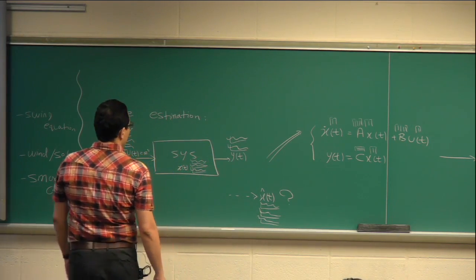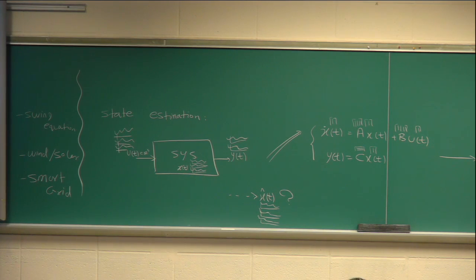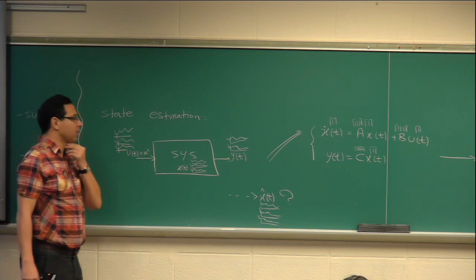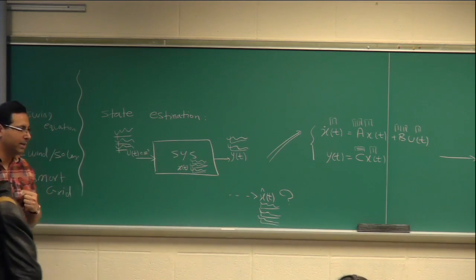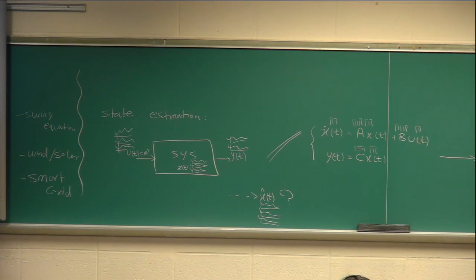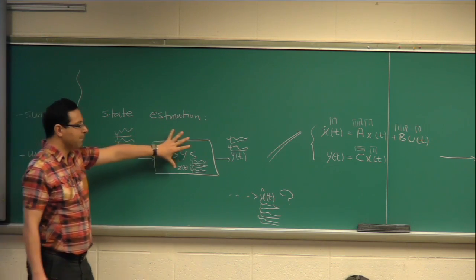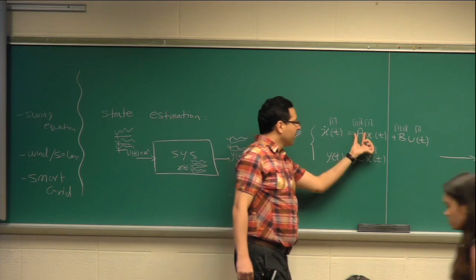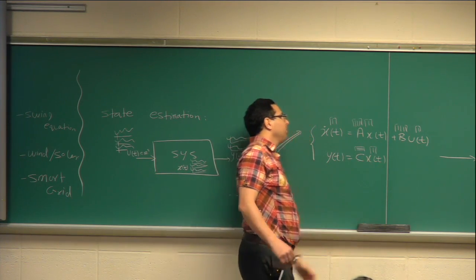So the main idea is the following. This goes back to probably World War II, and someone at Stanford University named Luenberger worked on this, and after that Kalman at Columbia worked on this problem. So the main idea is the following. I have a system. Most of the time, we have good information about A, B, C. Assume that we know A, B, C.